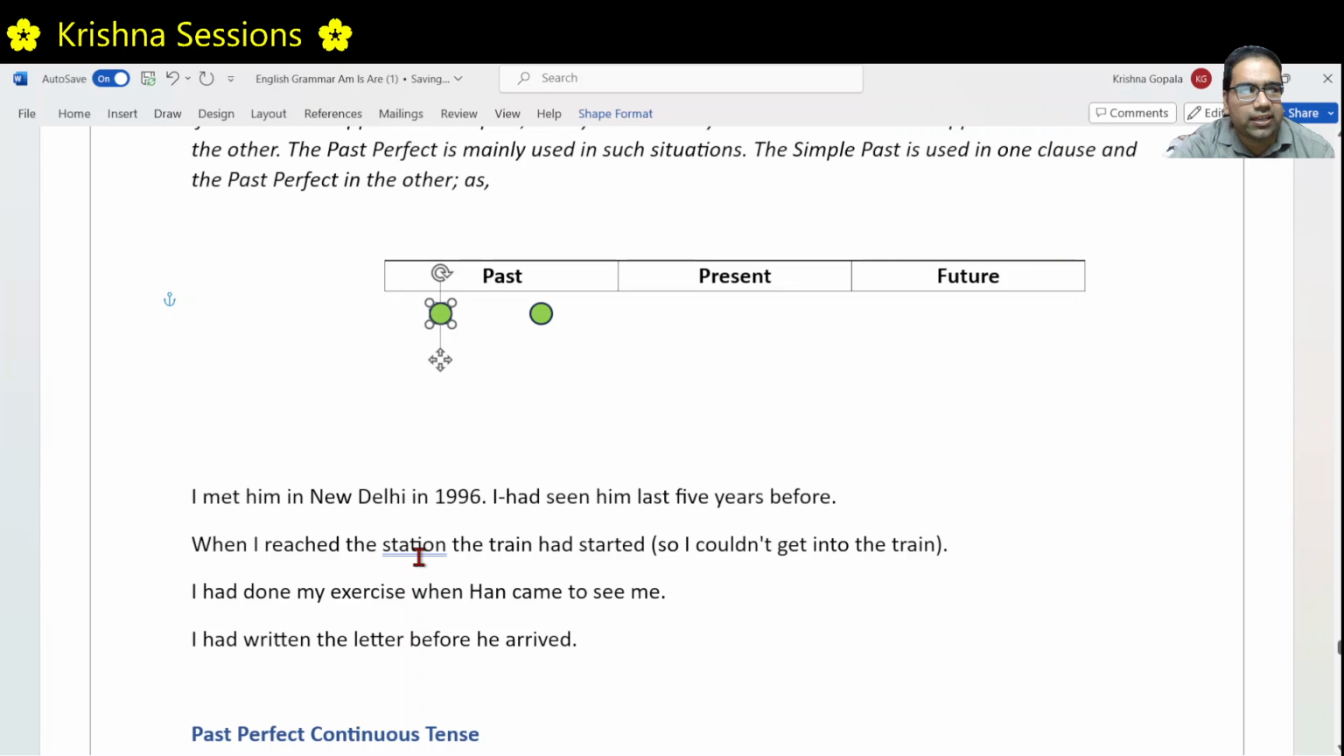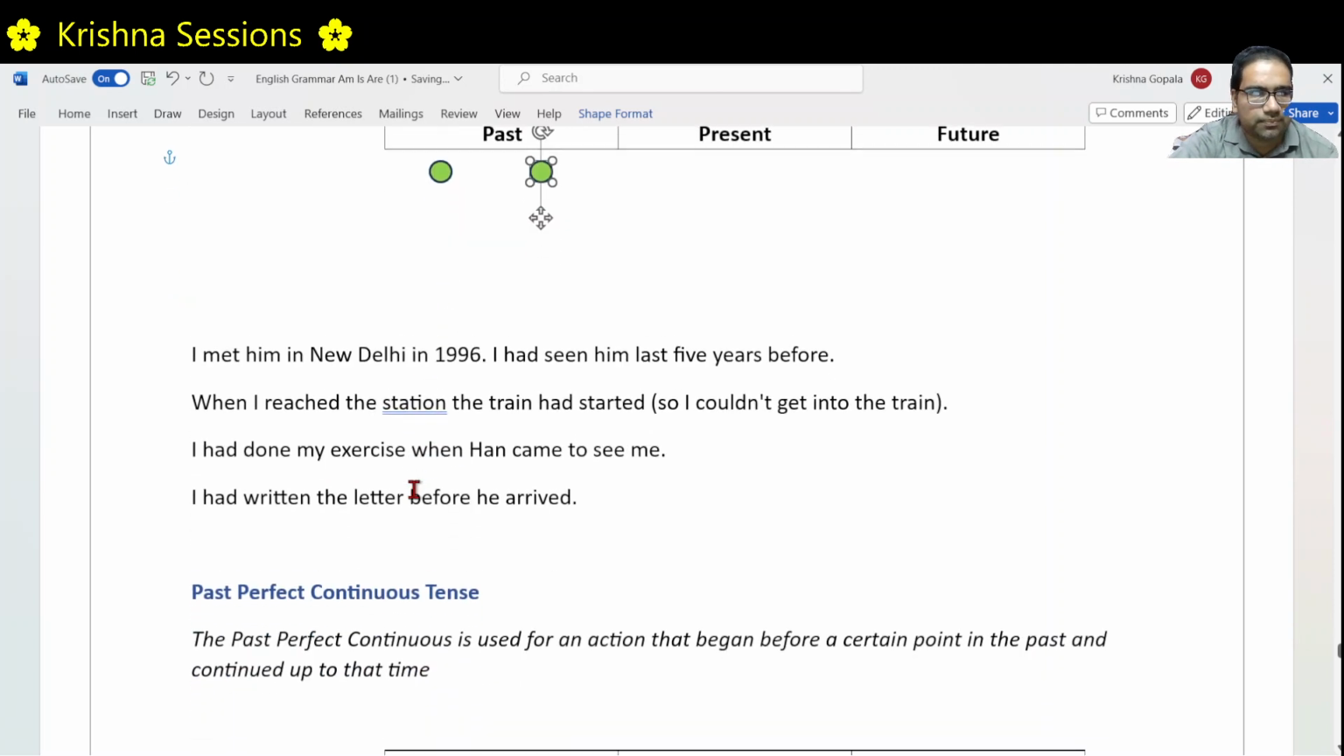When I reached the station, that is this point. The train had started, that is this point. I met him in Delhi, is this point. I had seen him 5 years before. That is this point, right? When you are talking about two statements, both in past, when they are related, when you want to show some linkage, you will put the first one in simple past, and the second one, the older one, in past perfect.